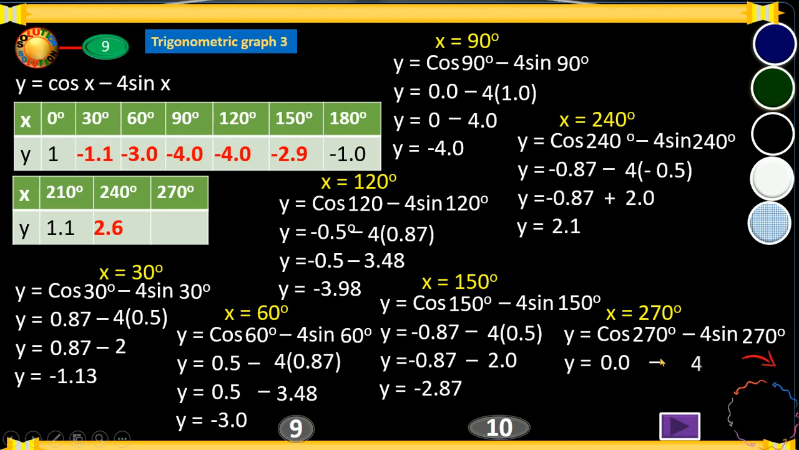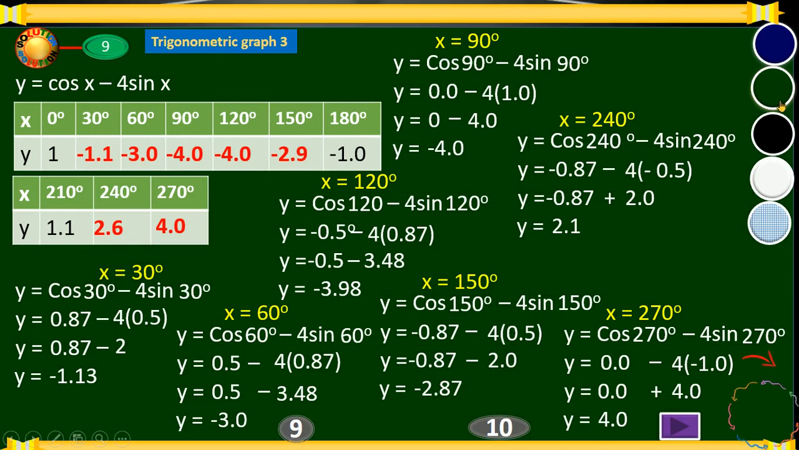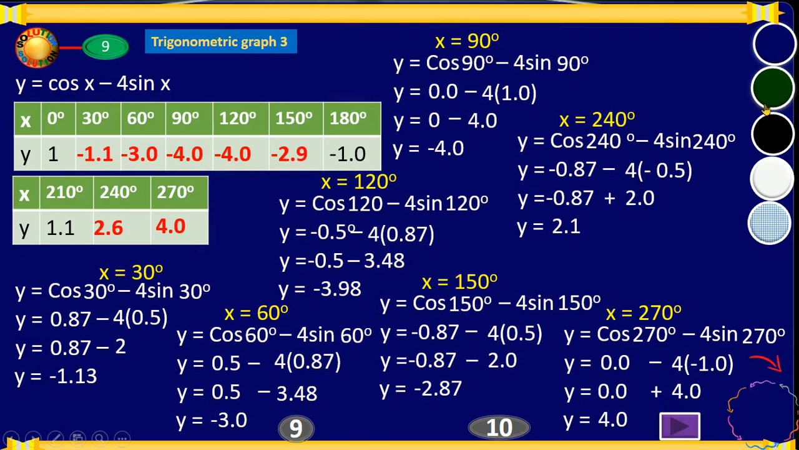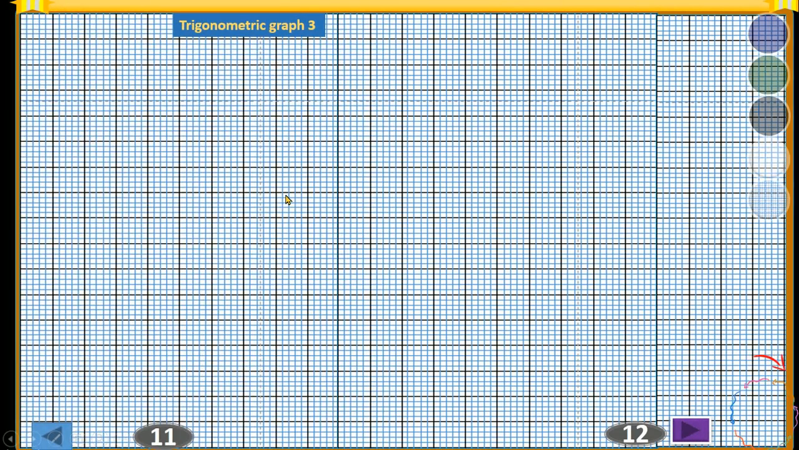Then when x is equal to 270, we repeat the whole process again, and then we're going to have 0 minus 4 times minus 1. That will give us 0, minus times minus will give us plus, and then 4 times 1 will give us 4. So y will be equal to 4.0. Now that we have completed the table, we are going to move straight to the graph board to plot the graphs.